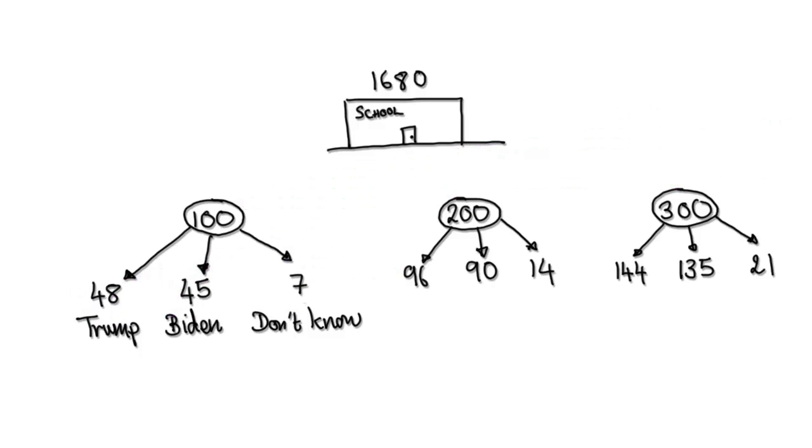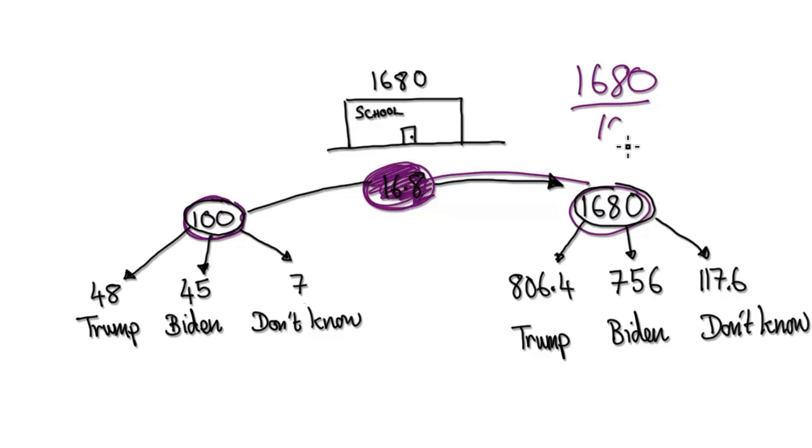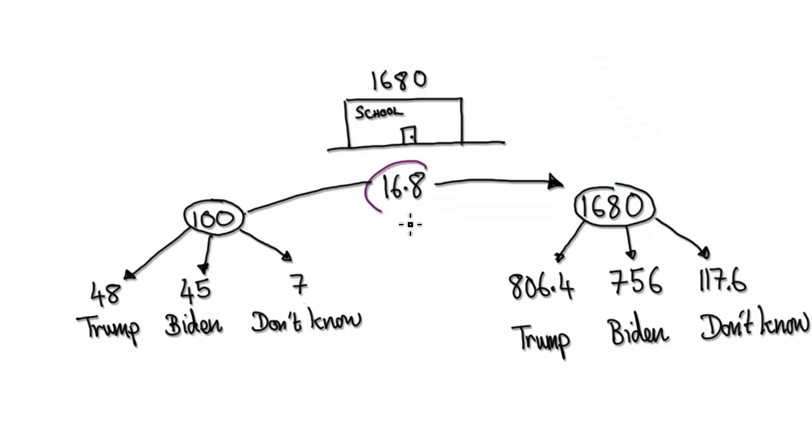So if you look at this, now the population of your school is 1,680 students. So you're looking for this magical number here. What would we times 100 by to give us 1,680? Well, if you get 1,680 divided by 100, it will then give you this magical number.